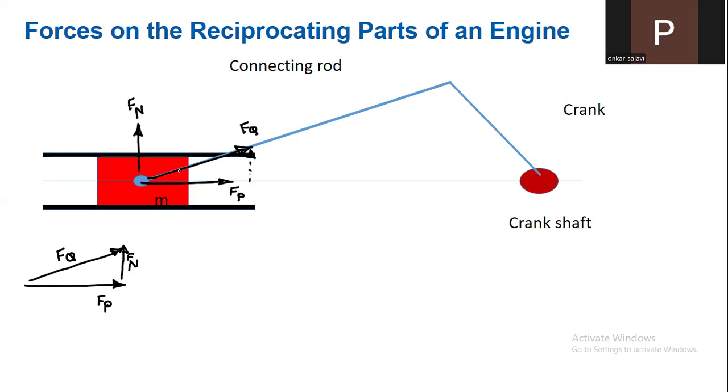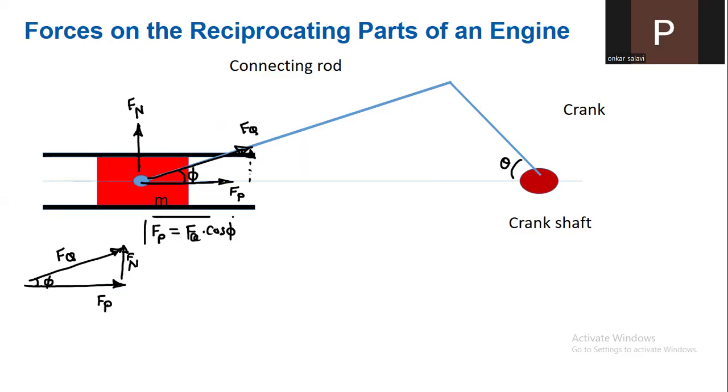Now the connecting rod angle is taken as phi, and the crank angle is taken as theta. Let us find out the first relation between Fq, Fp, and Fn. We just have to use basic trigonometry. Here we can write Fp is equal to, as Fp is the cos component of Fq, Fq into cos phi.